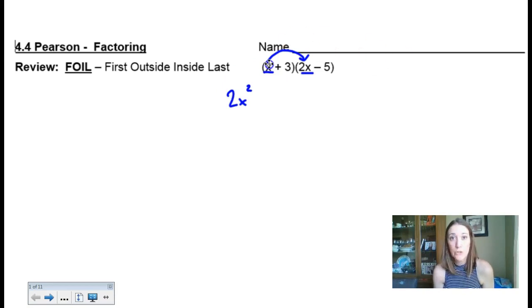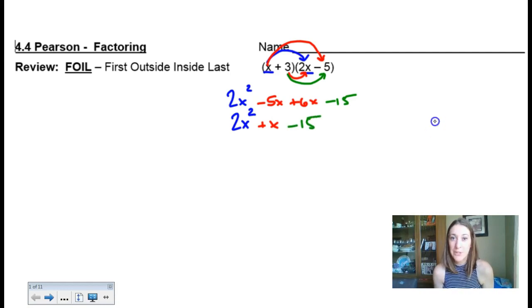And then the O stood for outside or outer. So x times negative 5 is negative 5x. And then I stood for the inner terms multiplied together. So that was positive 6x. And then L stood for the last terms multiplied together, which is negative 15. So your Algebra 1 teacher would then say, okay, that's great, but you have some like terms in the middle. So the simplified polynomial answer would be plus 1x in the middle here, minus 15.